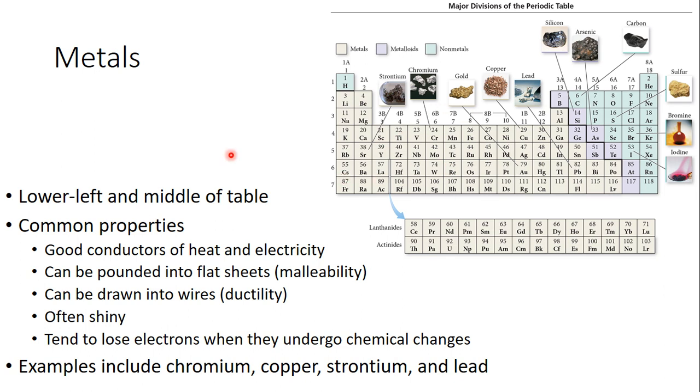Metals conduct heat and electricity, and we can change their shape. They're malleable. And we can put them through wires, so they have ductility. For example, copper wiring, you might know about. Metals are usually shiny, that's why we make jewelry out of them. During chemical changes, they usually lose electrons to be positive and form cations. So those are metals.